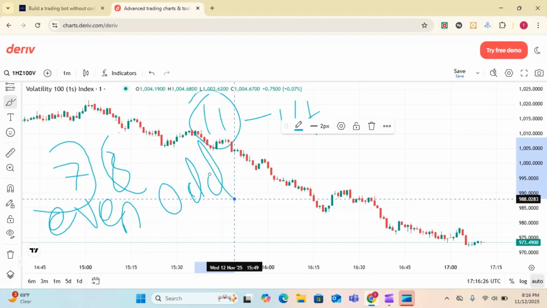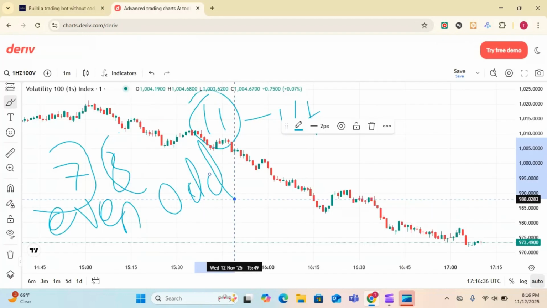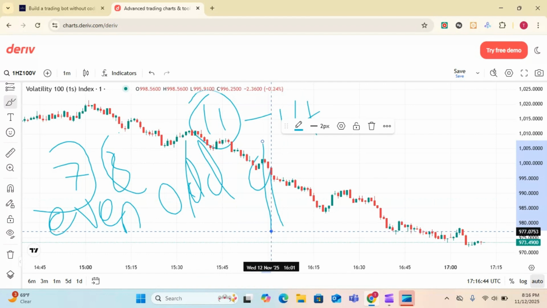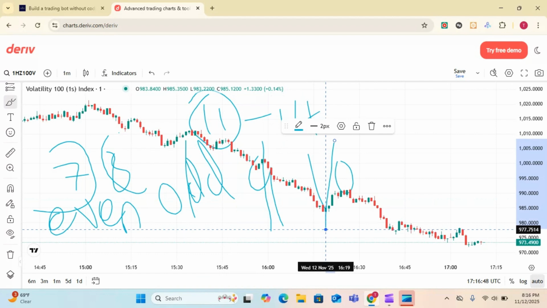Let's see whether it has gotten any trade. Okay, not yet. No side has gotten 7 digits. So let's go back. The 8th will be an odd digit for us. If we lose that, the next one, the 9th, will still be trading odd. The 10th one we will also be trading odd. The 11th one, we will also be trading odd.